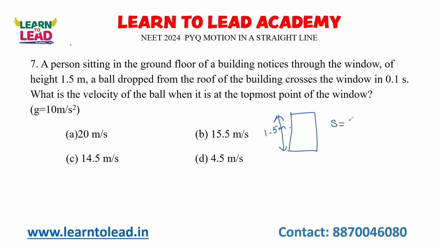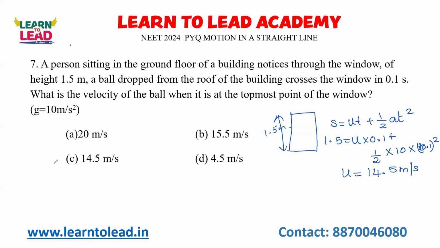So we know that S is equal to ut plus half at square. Now, the distance traveled is 1.5. Initial velocity is what we need to find. Time taken is 0.1, plus half into acceleration due to gravity 10, into t square, which is 0.1 square. Now, if you solve for the initial velocity, you will get 14.5 meters per second. Okay, option C is your answer.